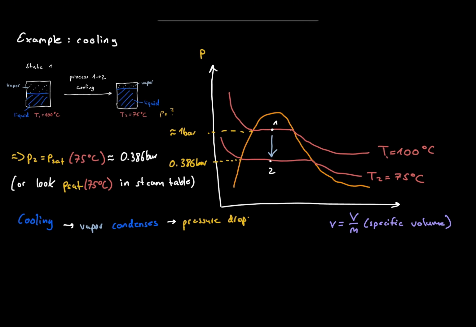And that is the whole idea of this video. The dome in the PV diagram is the liquid vapor region. Inside that region, liquid and vapor coexist. And inside that region, temperature fixes pressure. That is why we use steam tables. So the main takeaway is, inside the dome, pressure comes from saturation data, not from the ideal gas law.